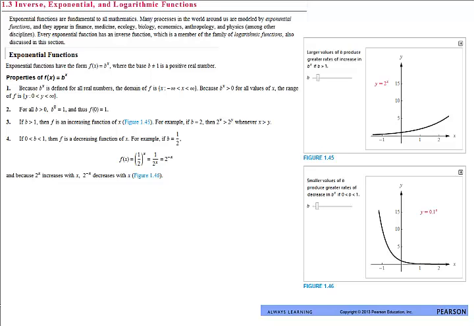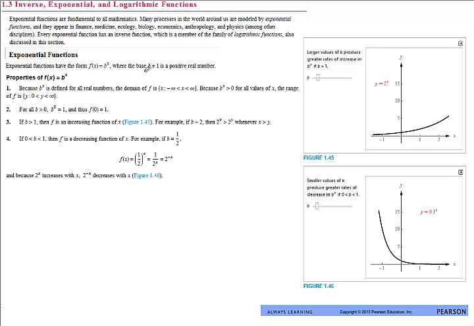Our video for section 1.3 begins with exponential functions. They've given us a description of exponential functions, not really a definition here because they don't tell me what x is. But let's see what's going on. We're going to discuss x here in just a second.